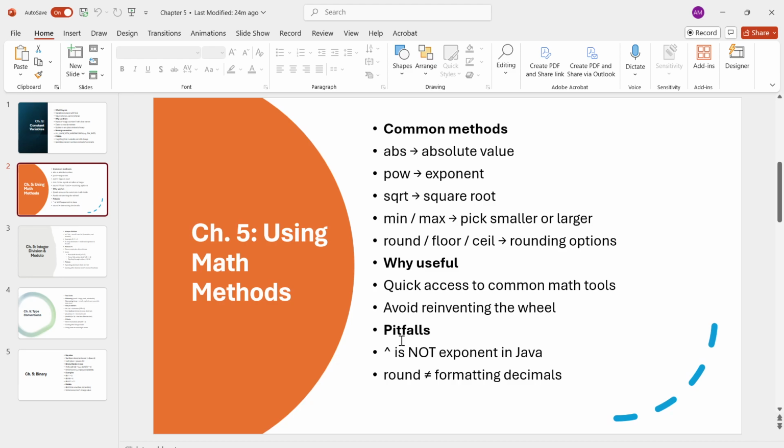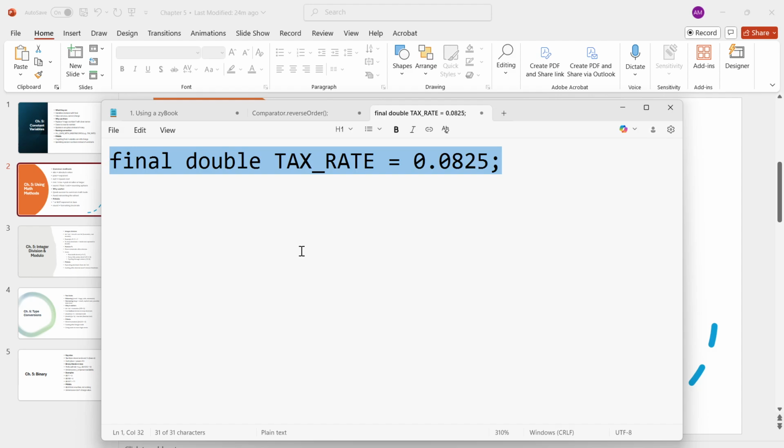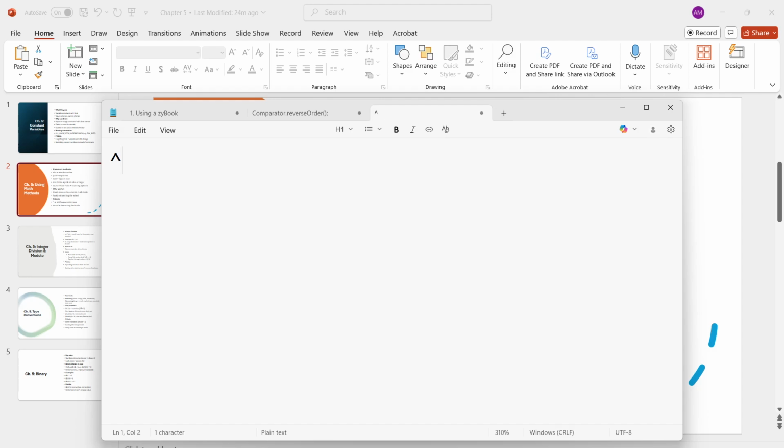Again, some of the things to remember is, some folks try to use the caret for exponents because that's how it looks in math, but in Java this is a bitwise operator, not exponentiation. If you want powers, always use Math.pow.